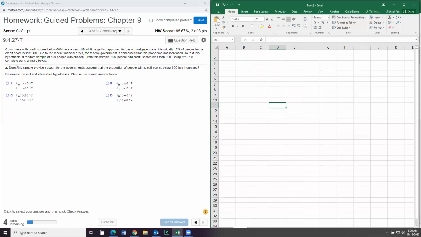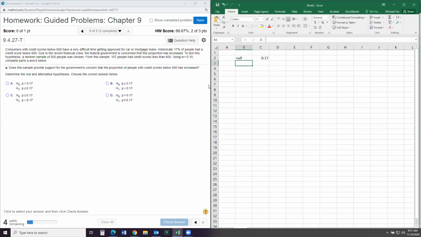To test this hypothesis, a random sample of 500 people was chosen. And from this sample, 107 people had credit scores less than 600. Use alpha of 0.1. So I'm going to start with all the information I know. Again, don't get confused by the credit scores. Those aren't the data we're looking for. We're looking at the claim. The null is that 17% has credit scores below 600.